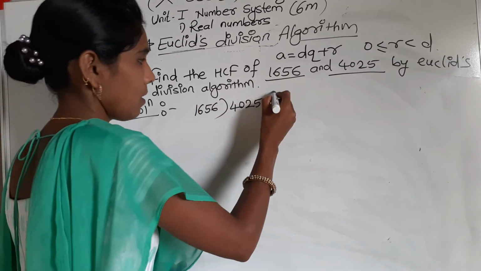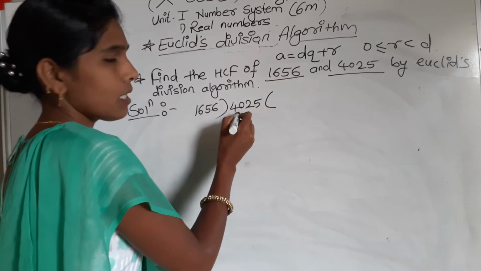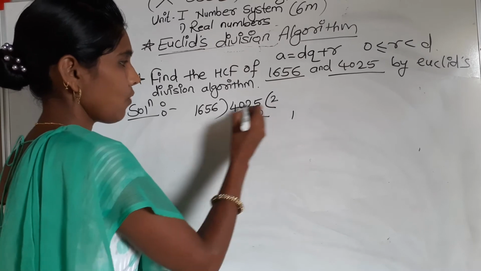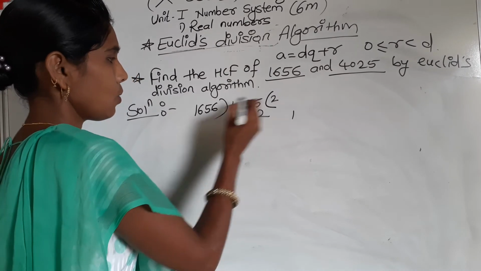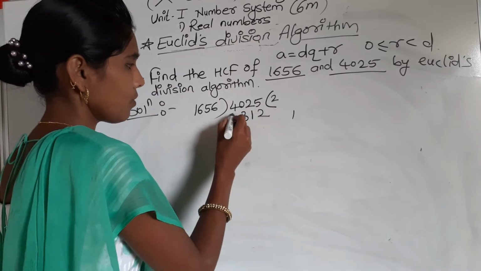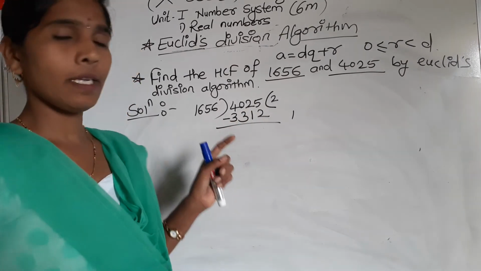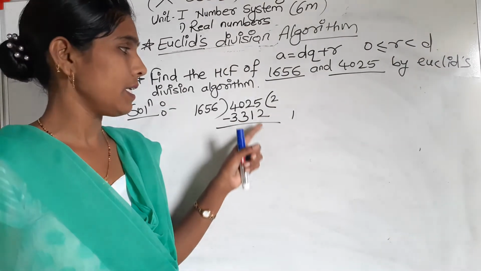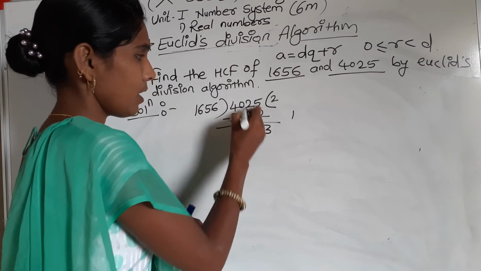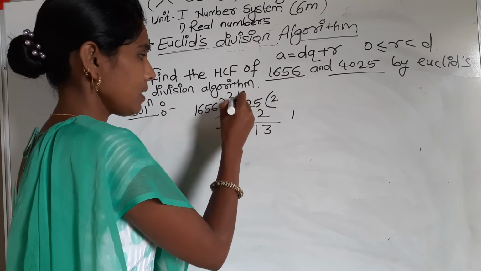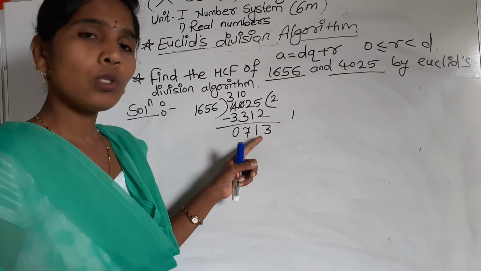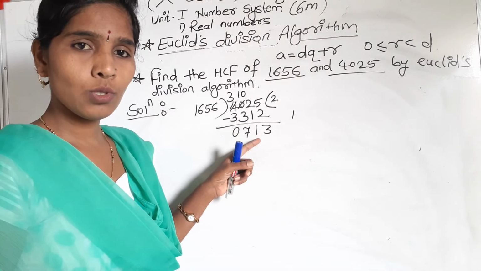You know this. 16 2s are 32. I will take 2 here. 2 6s are 12. 2 5s are 10 plus 1, 11. 2 6s are 12. 10 plus 1, 13. 2 1s are 2. 2 plus 1, 3. In multiplication we add the numbers, but here we subtract the numbers. 5 minus 2, 3. 2 minus 1, 1. This is 70. Is the remainder equal to 0?